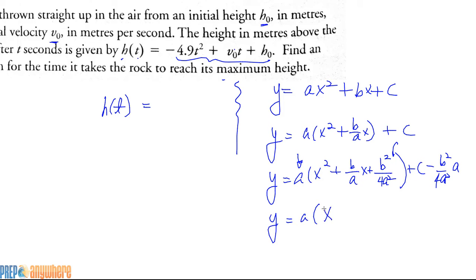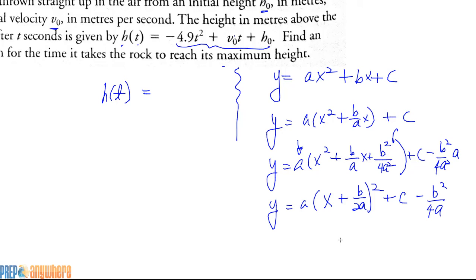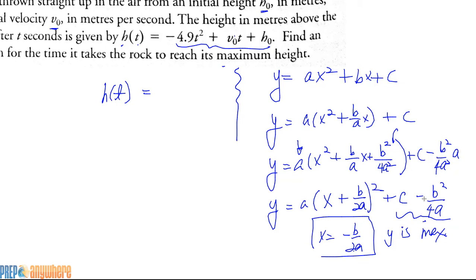And we get here a times x plus b over 2a squared, and we have some stuff here too: c minus b squared over 4a. The important thing is that if x is minus b over 2a, we get the max, y is max. I said this instead of trying to tell you that it's c minus b squared over 4a, because this is easier to remember. So max height is obtained when t is equal to minus b over 2a.